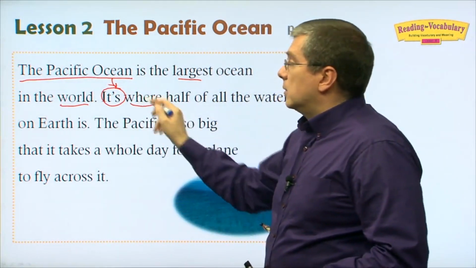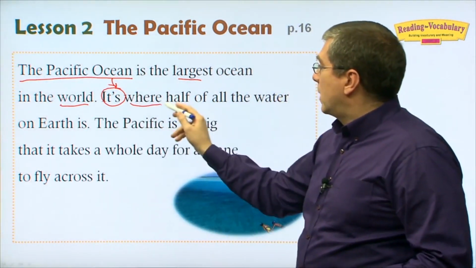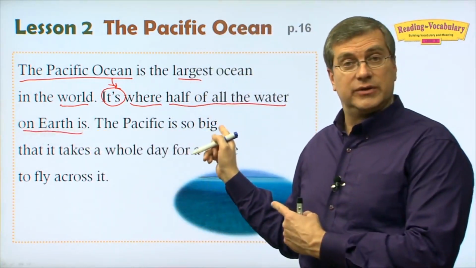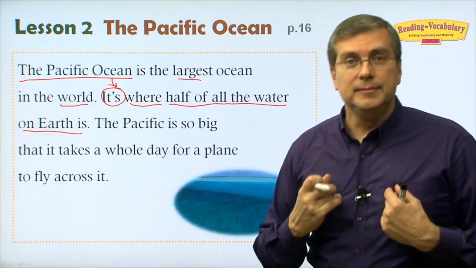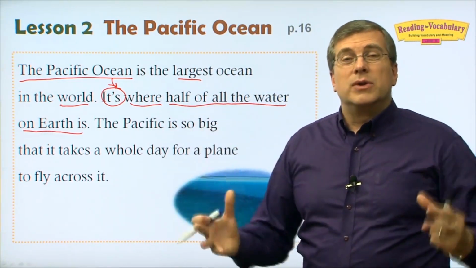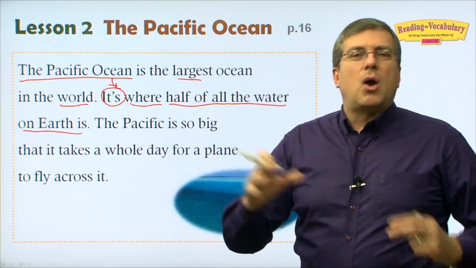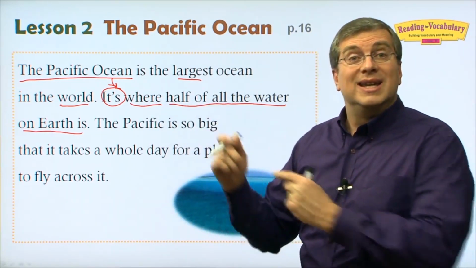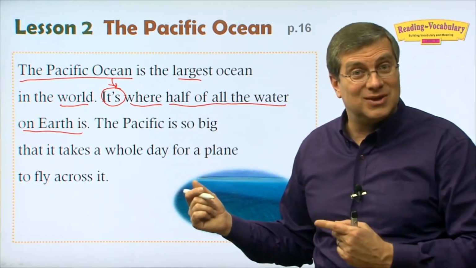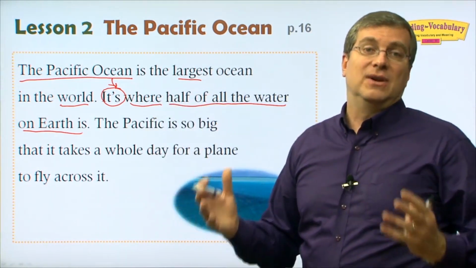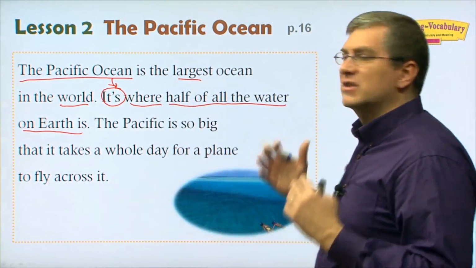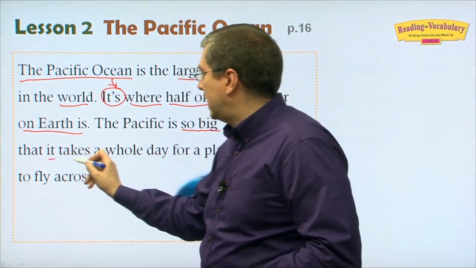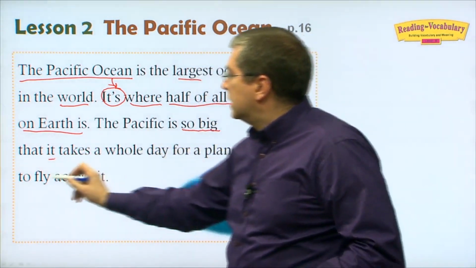It is where? So it's a place, right? It's where half of all the water on Earth is. That's interesting. I didn't know that before. If you think about the Earth, it's really, really big. Now think about all the water on the Earth. That's a lot of water. Half of that water is in the Pacific Ocean. That's really interesting. That's how big the Pacific Ocean is. It's so big. It's the largest, biggest ocean on Earth. It's so big that it takes a whole day for a plane to fly across it.